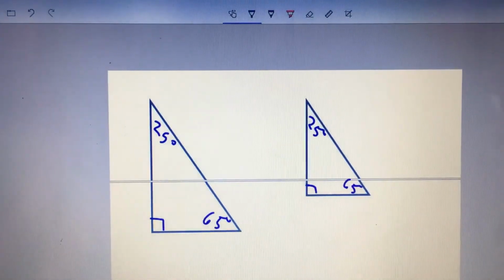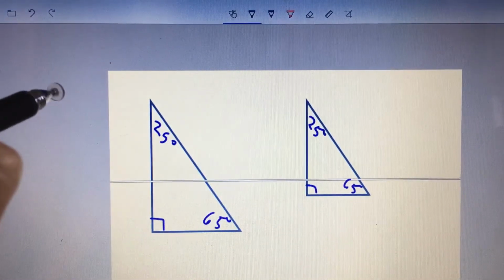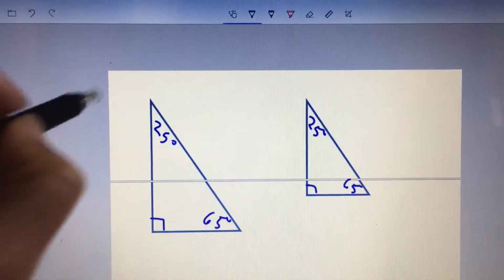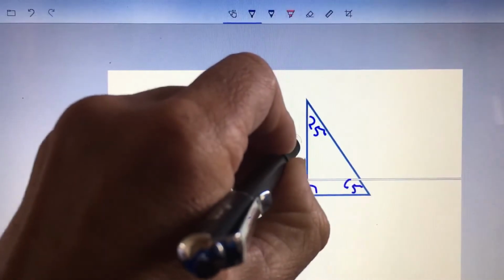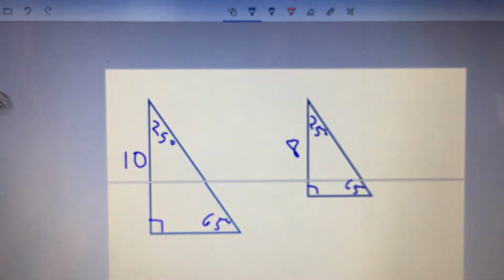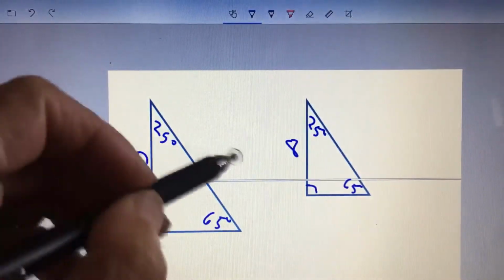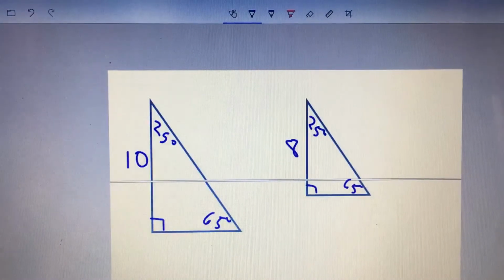So even though this is a much smaller triangle, the angle measures don't change. What will change is the side length. So if this is 10, and this one's only 8, the side lengths are smaller, so this would have a ratio of 10 to 8, so that would be proportional in that way. All right, so now I'm going to walk this camera over to my whiteboard so I can do some problems.